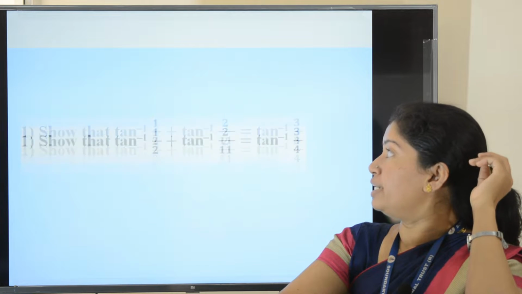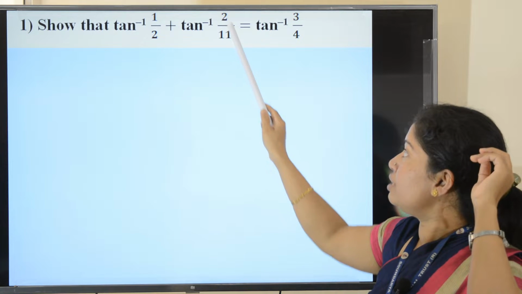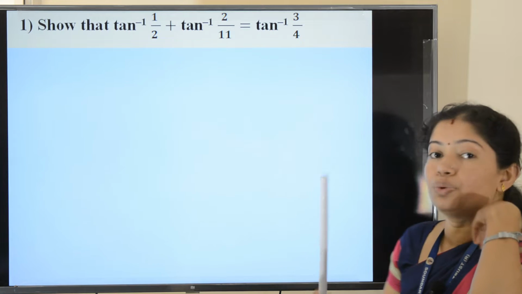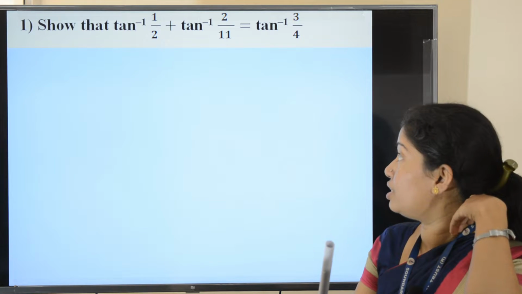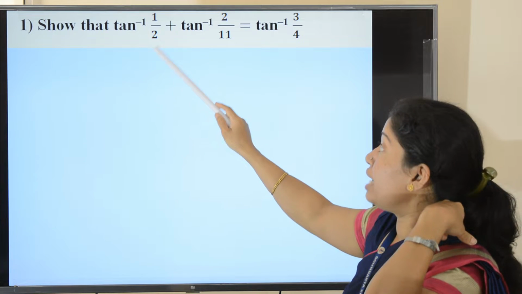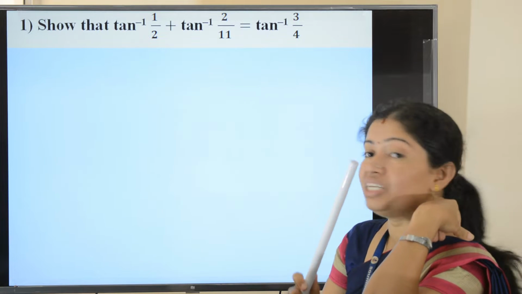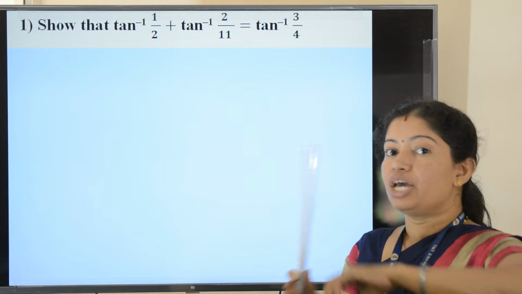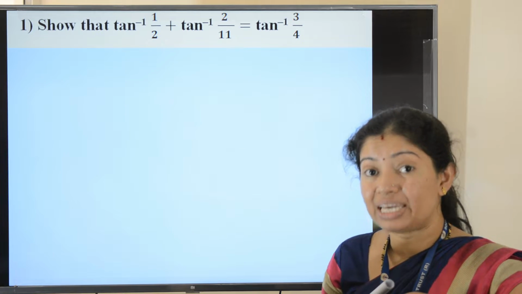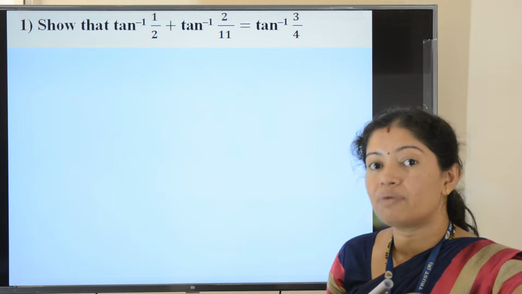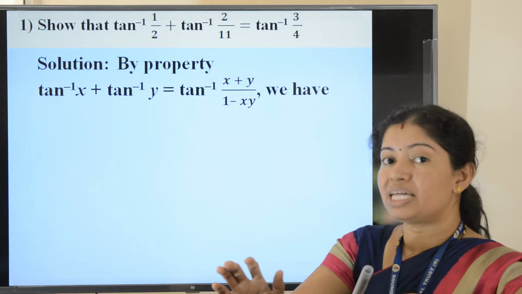The first problem is, you need to show tan inverse of 1 by 2 plus tan inverse of 2 by 11 is equal to tan inverse of 3 by 4. If you see the left hand side of this equation, you have tan inverse of 1 by 2 plus tan inverse of 2 by 11. So which property can you use here, students? You can use the property tan inverse of x plus tan inverse of y, which is given by tan inverse of x plus y divided by 1 minus xy. So let us use that property.